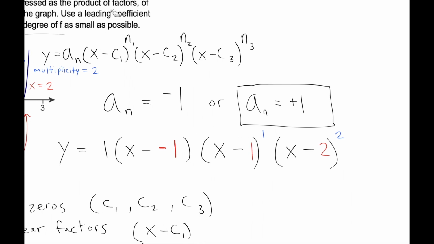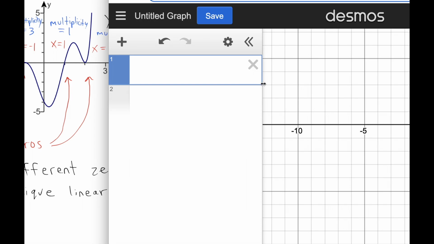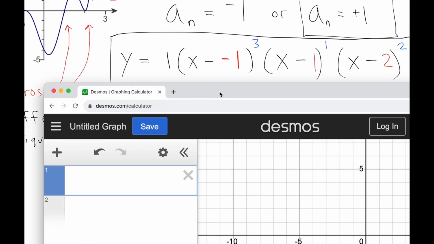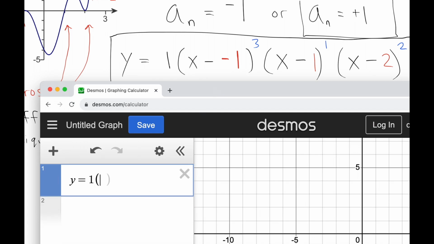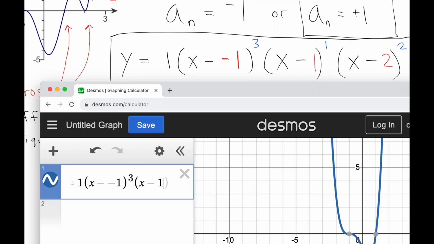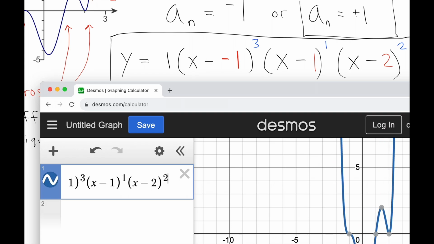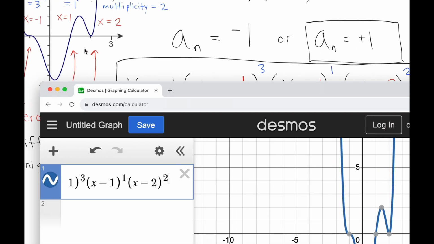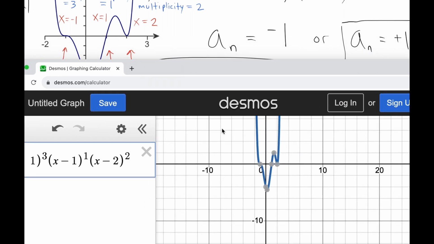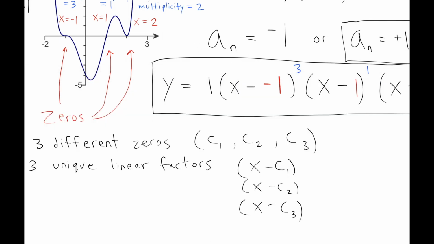And so this is going to be my final polynomial. So let's type in the formula that I created here. And yeah, as we can see, it really does match up to the graph on the page quite well.